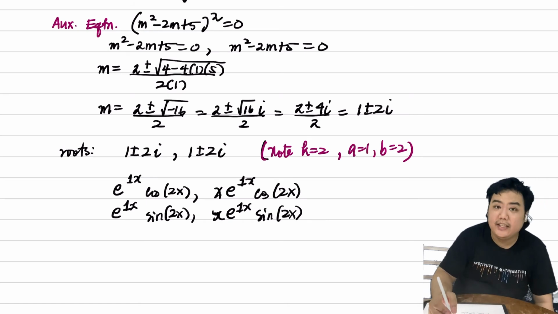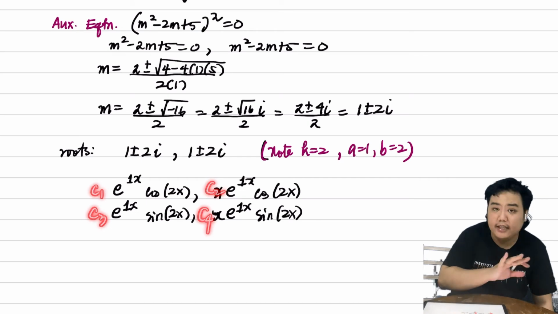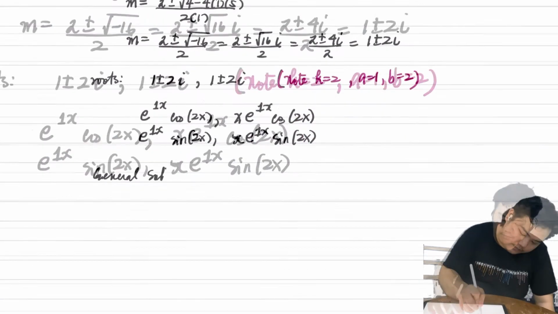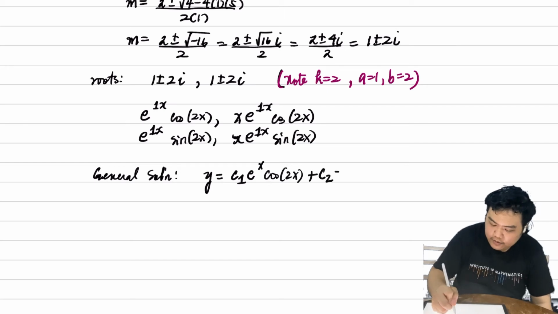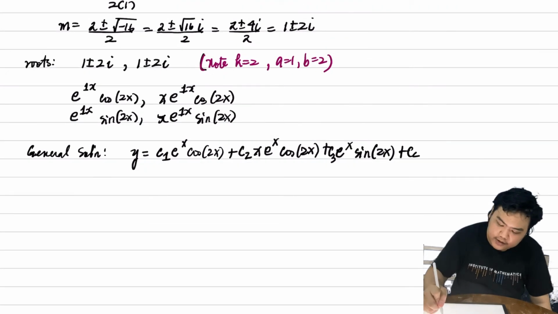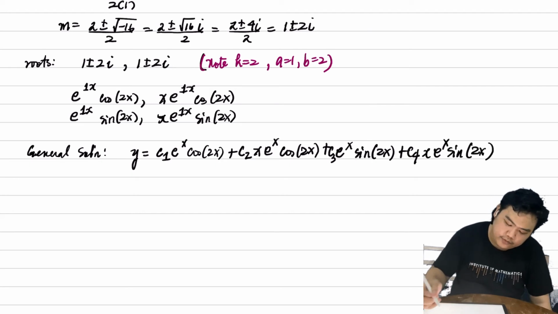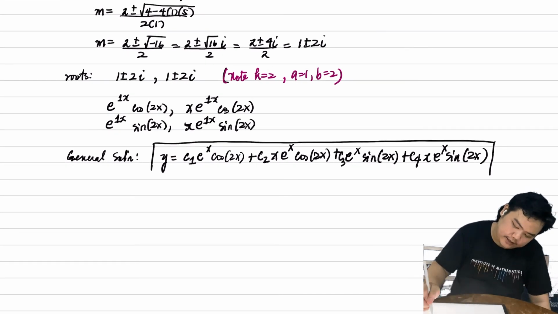Okay? So, for the general solution, lalagyan ko lang yan na C1, C2, C3, C4, and then add all of them. So, y equal to C1 e raised to x cosine 2x plus C2 x e raised to x cosine 2x plus C3 e raised to x sine 2x plus C4 x e raised to x sine 2x. So, ito yung general solution na hinahanap natin.